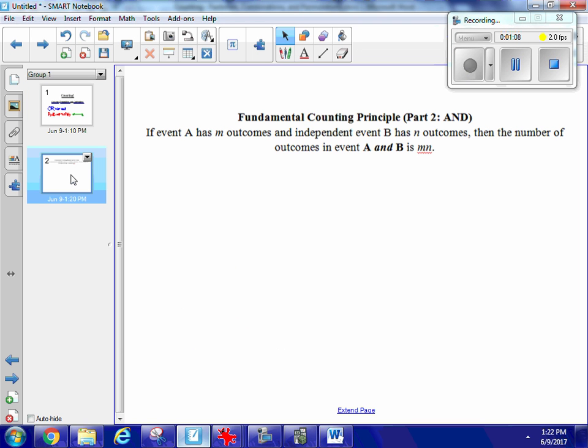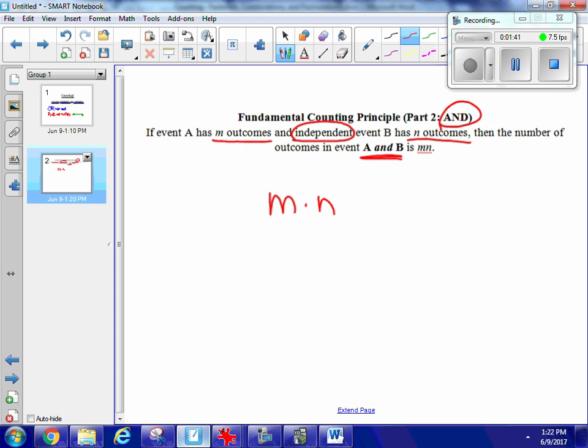So we're going to go to the fundamental counting principle. This is part 2 of the fundamental counting principle, which deals with the word "and." It says, if I have event A and it has m number of outcomes, and I have independent, important word, event B, and that has n outcomes, then the total number of outcomes in event A and B is m times n.